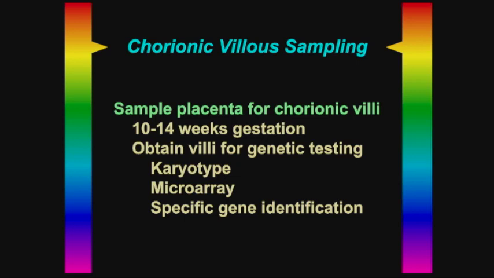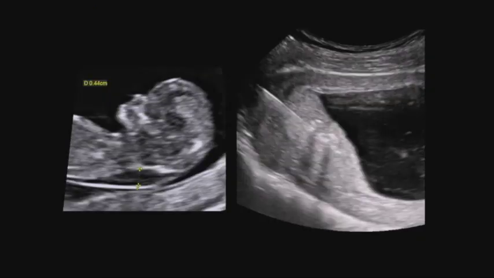Chorionic villous sampling is done where we place a catheter into the placenta and try to, with suction, remove chorionic villi. This is done for genetic analysis of the fetus and can be done before amniocentesis at 10 to 14 weeks gestation. And here they can culture the cells and get karyotype or microarray analysis or specific gene identification.